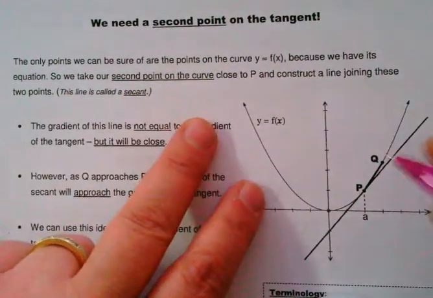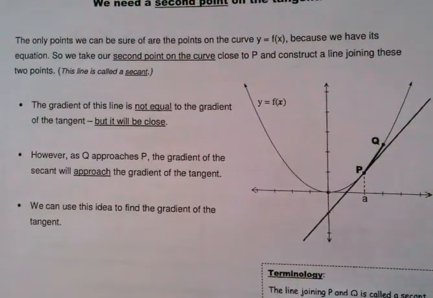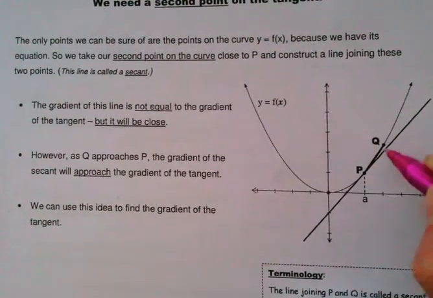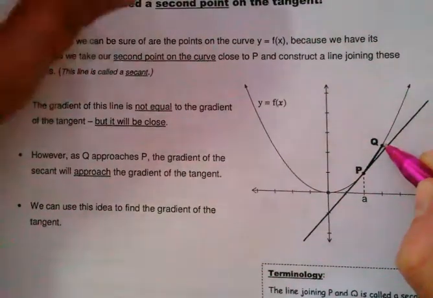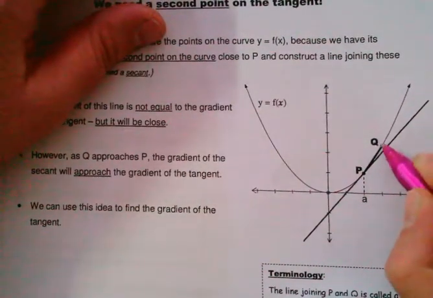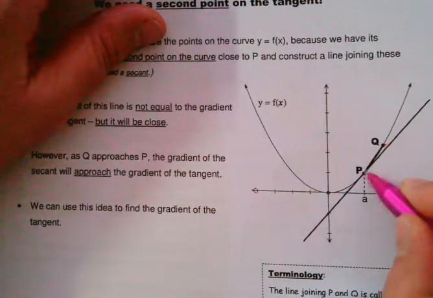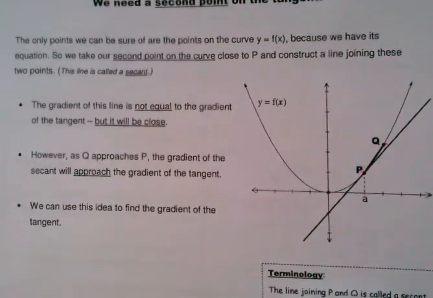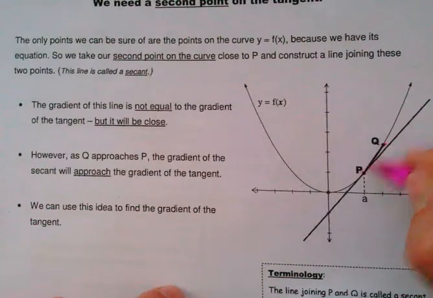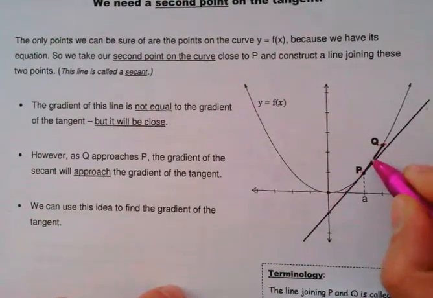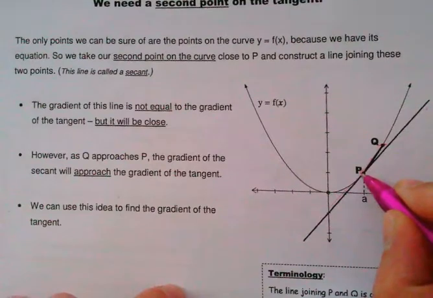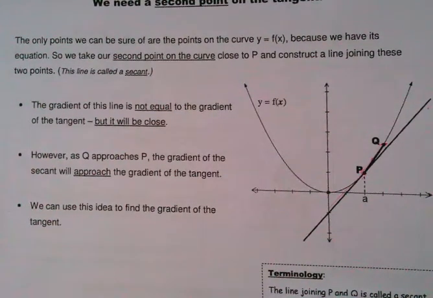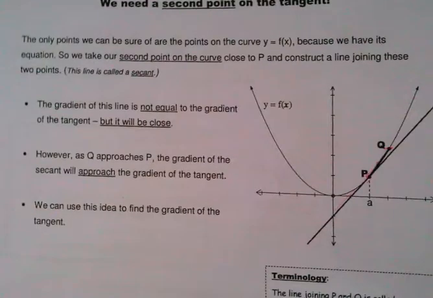So this is what we do. When you want to find the gradient of the tangent, you pick the point P and another point, Q, very close to P. This is just for introduction. The closer Q gets to P, the closer the gradient of PQ gets to the gradient of the tangent. At the moment this gradient is fairly different to the tangent, but if I bring Q closer and closer, this is where limits come in. We're going to be looking at the limit as Q approaches P, or as the distance PQ approaches 0.